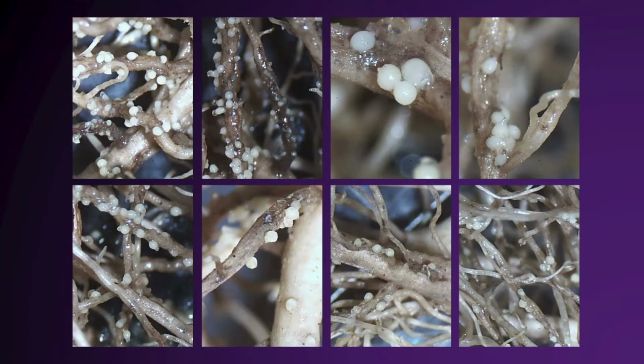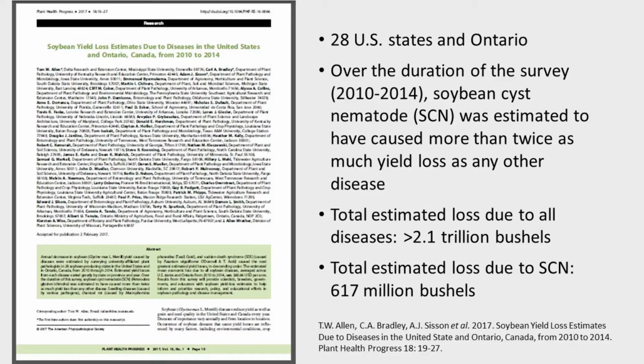So how do you know if you have a problem with soybean cyst nematode in your fields? Well, the number one indication is yield loss. Each year, extension specialists and other professionals in the U.S. and Canada come up with disease loss estimates to determine the economic impact that diseases and other pests have on soybeans. The publication shown here from Plant Health Progress, published in 2017, contains summarized data for 28 U.S. states that grow soybeans, as well as Ontario, Canada.